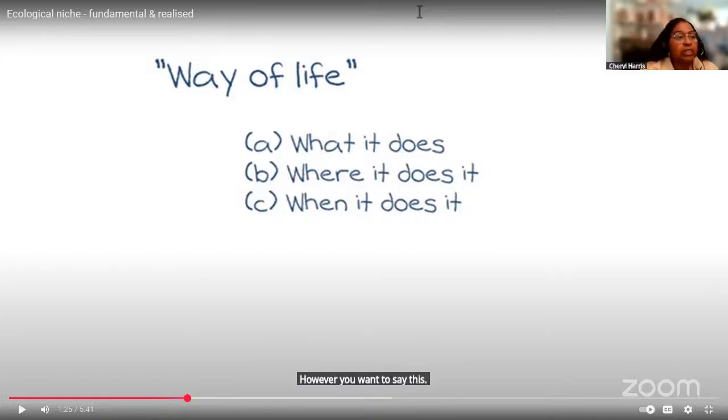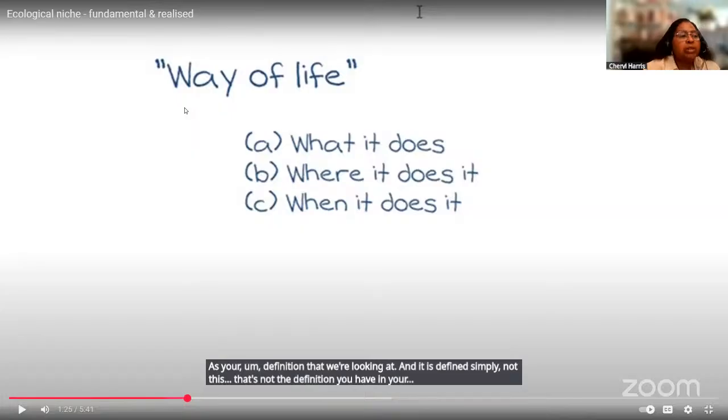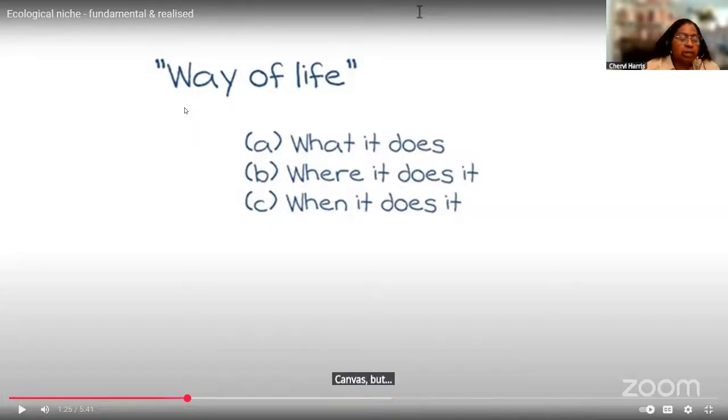Ecological niche. So take the title up at the top as your definition that we're looking at. And it is defined simply, not the definition you have in your Canvas, but in common language, it's the way of life. And again, way of life could mean what it does, where it does it, and when it does it. Okay? All right, so take a minute to write that down.